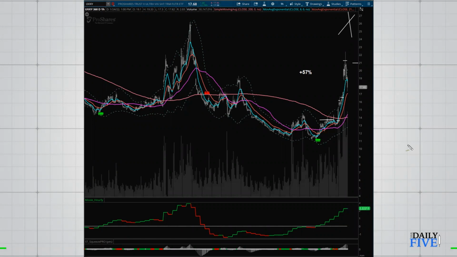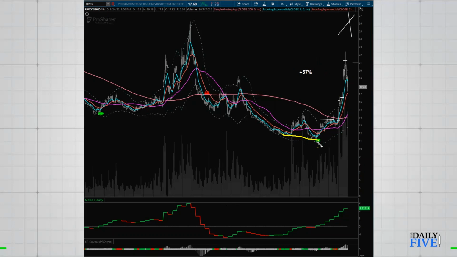Then in conjunction with that, what we were trading with the market moving down last week and into the beginning of this week, I like to trade the UVXY for something like this, because volatility works really well. We got a 57% gain out of this thing in about 2 days, maybe 3 days.